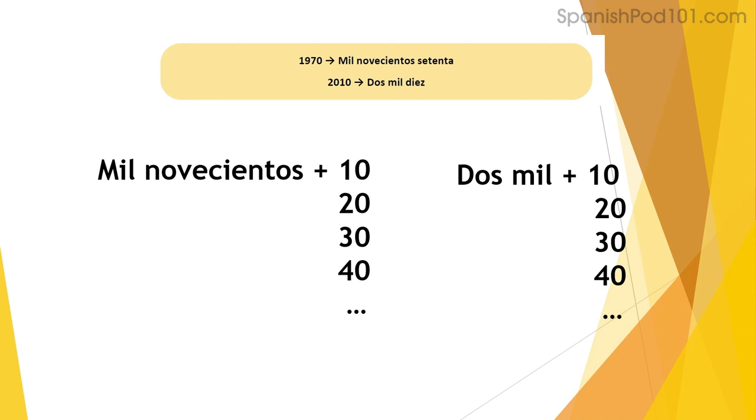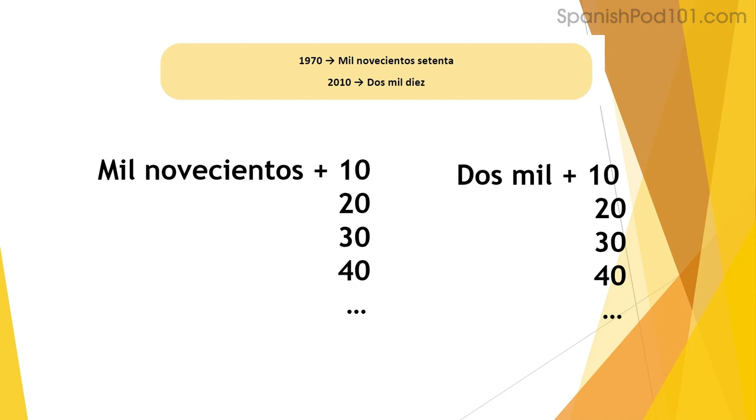For 1900, you just put whatever number follows after that, right? So you want to say 1910, 1920. So you just say 1900 plus 10, right? So 1910. 1920, 1930, etc.